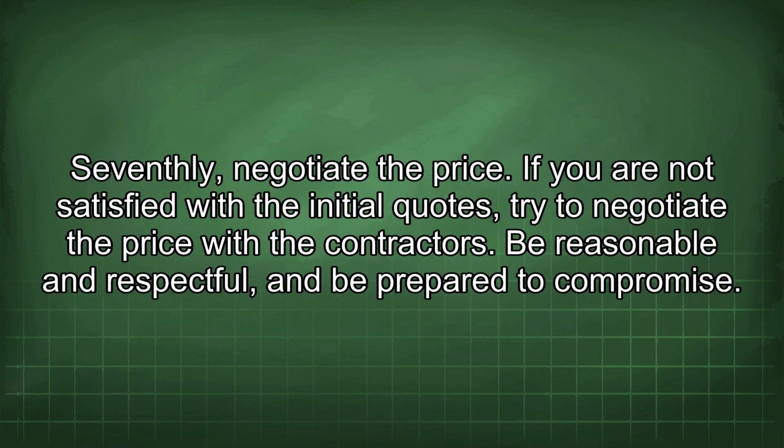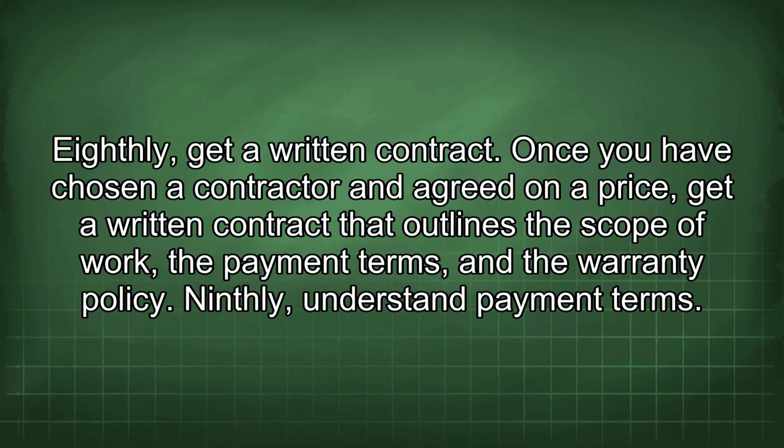Seventhly, negotiate the price. If you are not satisfied with the initial quotes, try to negotiate the price with the contractors. Be reasonable and respectful, and be prepared to compromise. Eighthly, get a written contract. Once you have chosen a contractor and agreed on a price, get a written contract that outlines the scope of work, the payment terms, and the warranty policy.